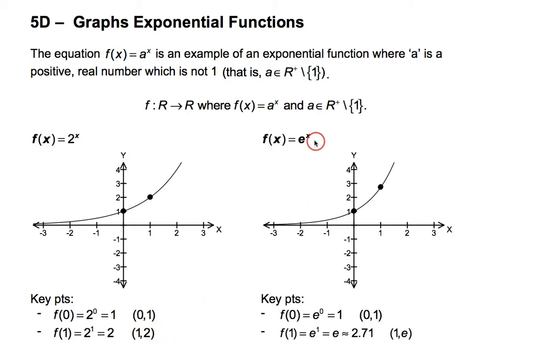If we now consider a different base, base e. e is a special number, it's an irrational number. It's known as Euler's number, and it's approximately equal to 2.71. So keep that in mind when I explain this. You can see it has a similar type of behaviour to f of x equaling 2 to the power of x. We substitute x equaling 0, we get the position 0, 1, and if we substitute 1 for x, we'll get the position 1, e.